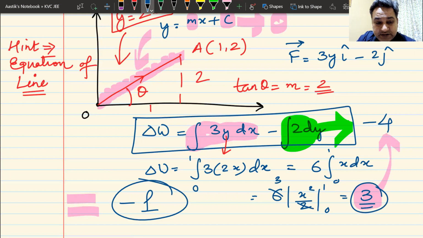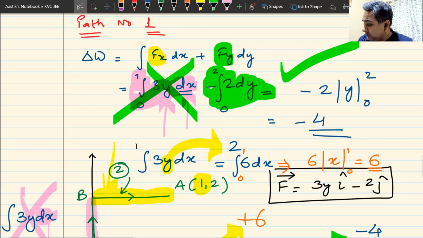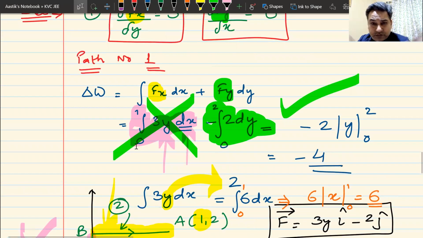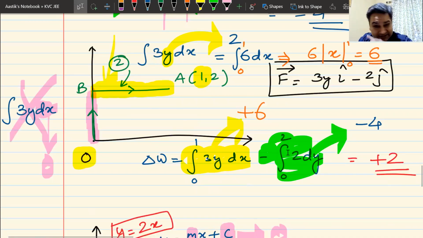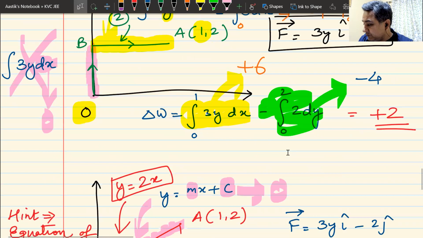First case. Let us go to the first case again. Look at this path. Path number 1. In path number 1, the answer was minus 4. Down, then straight up. Minus 4. In path number 2, first up, then horizontal. The answer was plus 2. Path number 3, whoop, totally different. Minus 1.